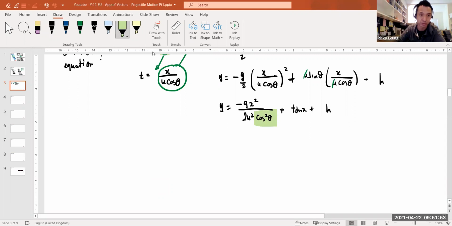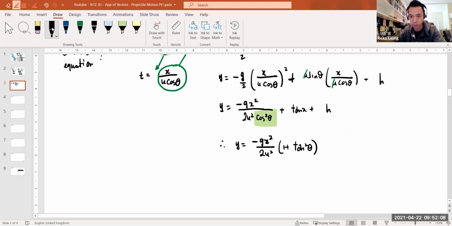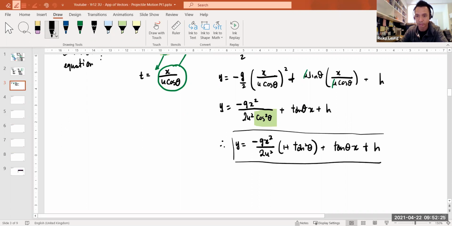So the only thing left here to clean up is that cos squared there is, remember, sec squared, and sec squared is 1 plus tan squared, right? So therefore, my Cartesian equation will be minus gx squared on 2u squared, 1 plus tan squared theta. Oh, I wrote tan x, that's naughty. It's tan theta x, right? Yep, plus tan theta x plus h. And there's my double quadratic equation again, right? Quadratic in terms of x, quadratic in terms of tan theta. Yeah, very, very important formula.